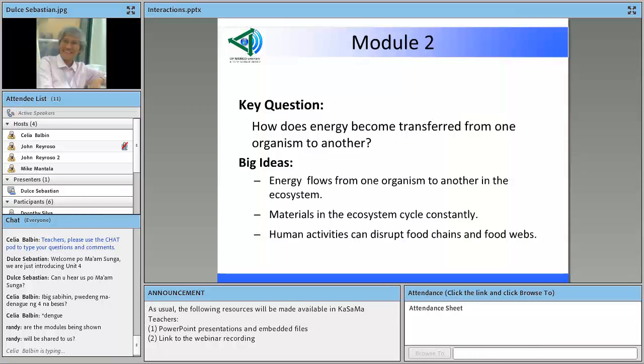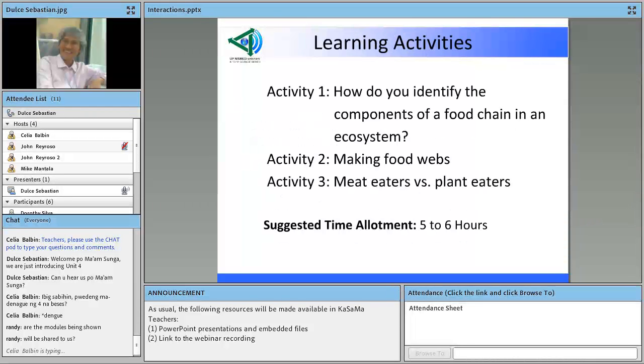The big ideas are that energy flows from one organism to another in the ecosystem, materials in the ecosystem cycle constantly, and that there are human activities that disrupt food chains and food webs. There are 3 learning activities here, as shown by Sir Mike kanina, and the suggested time allotment is 5 to 6 hours.